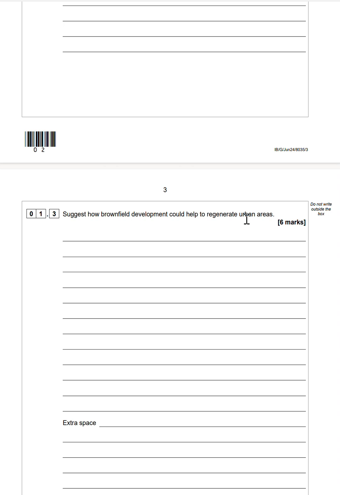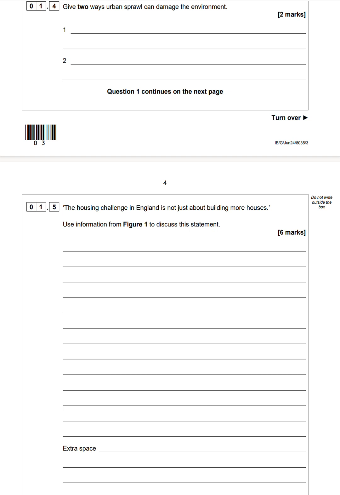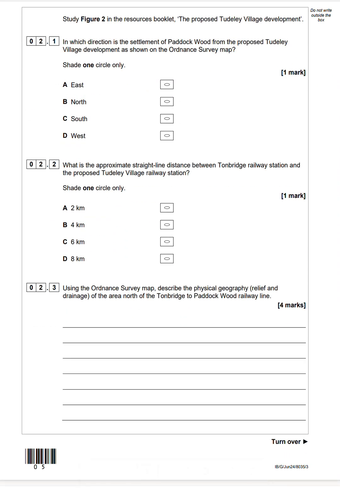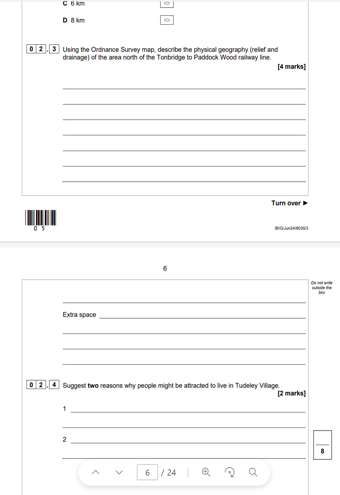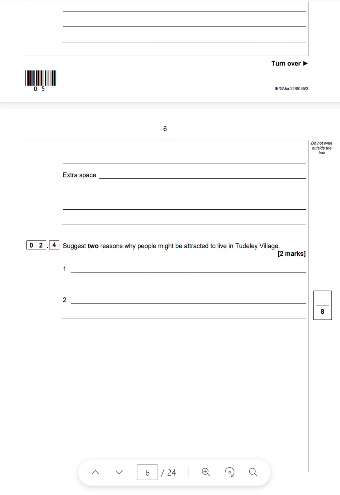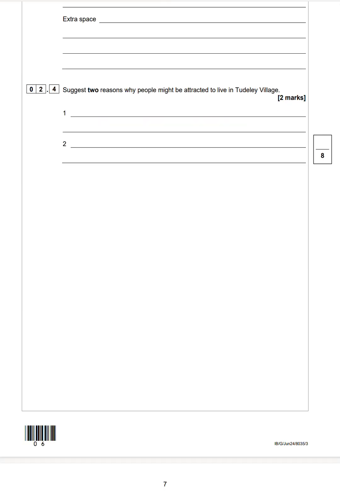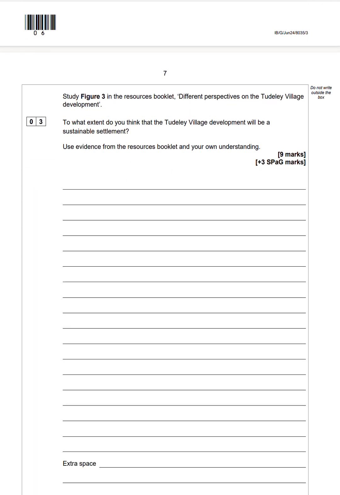You will be lifting information out of the figure, but remember, for a 6-mark question, we need to make sure that we're using phrases like this means that, and we're explaining exactly how brownfield development is going to regenerate urban areas. Moving through then, another 2-marker, a 6-marker is asking you to discuss the statement. Few more skills questions with a 4-mark question, another 2-mark question. So you'll see these marks are split up quite a lot before we get to our 9-mark question.